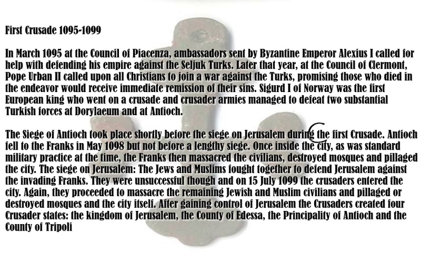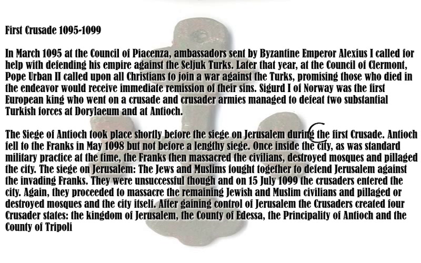Sigurd I of Norway was the first European king who went on a crusade, and crusader armies managed to defeat two substantial Turkish forces at Dorylaeum and at Antioch. The siege of Antioch took place shortly before the siege of Jerusalem during the First Crusade. Antioch fell to the Franks in May 1098, but not before a lengthy siege.